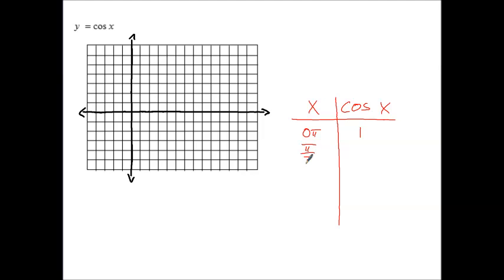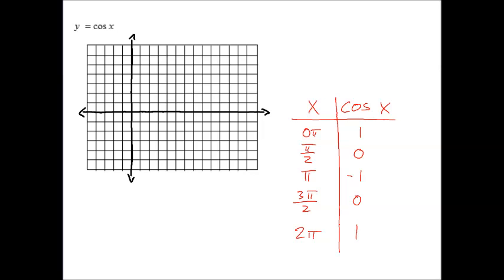Then we had pi over 2. At pi over 2 the cosine is 0. Then we are at pi, the cosine is negative 1. 3 pi over 2, the cosine is 0. And 2 pi, back to the beginning, the cosine is 1.